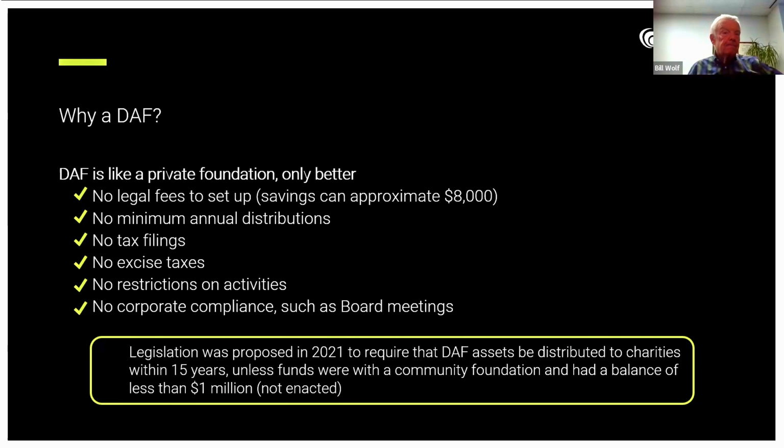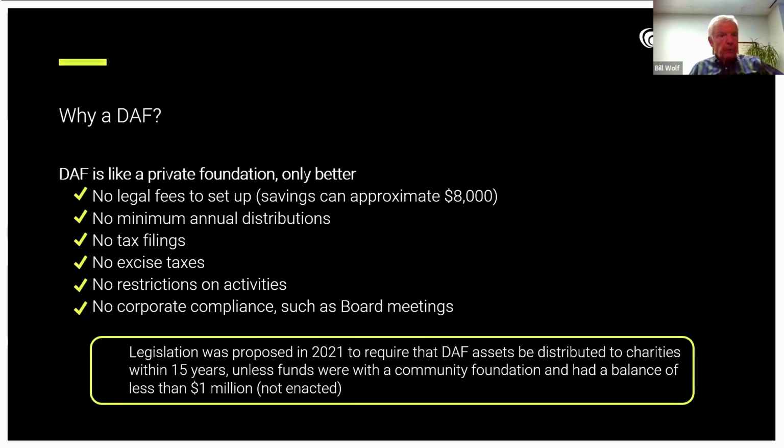But let me make the argument that a DAF is better than a private foundation. So for wealthy people who have not yet set up a private foundation, they should consider a DAF instead. Now, let's be clear. If we're talking $10 million or more, probably do a private foundation. But if we're talking about $1 million or $2 million, I would submit that a DAF is much more powerful and beneficial than a private foundation. So why do I say that?